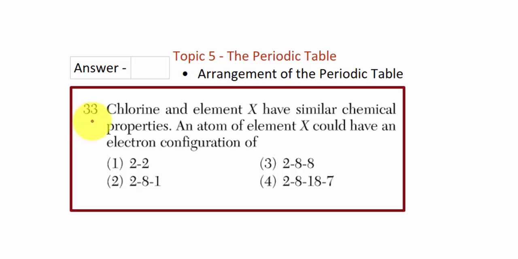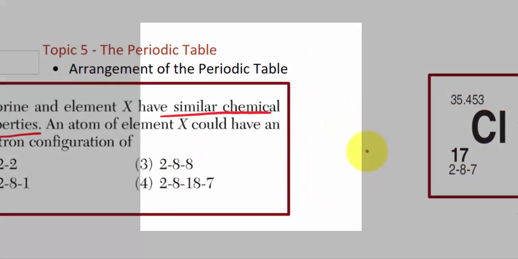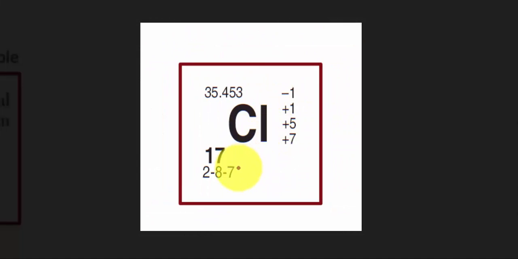Number 33. Chlorine and element X have similar chemical properties. An atom of element X could have an electron configuration of, and they give us 4 possible electron configurations for our element X. Let's take a closer look at chlorine. Chlorine has an electron configuration of 2-8-7, so it has 7 valence electrons. If you recall, what makes properties of elements similar to other elements is the arrangement of their valence electrons.